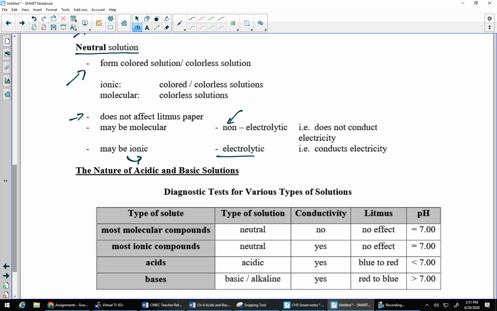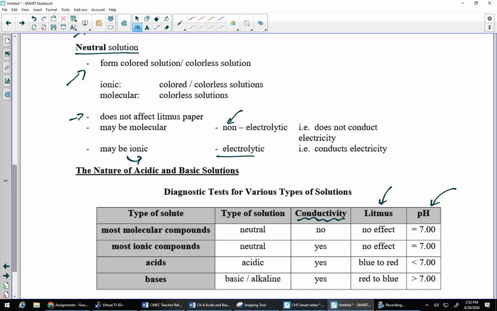Important things to look at are conductivity. If you're ever testing, say, four different substances and you find out that one of them is a non-conductor, a non-electrolyte, chances are that's a molecular compound. If you test with litmus, which is this column over here, neutral compounds, so most molecular and most ionic compounds, don't have any effect, which means that their pH value, and we'll do a bunch of work with pH, is 7. Whereas acids turn litmus paper red and have a pH less than 7. Bases turn litmus paper blue and have a pH more than 7.